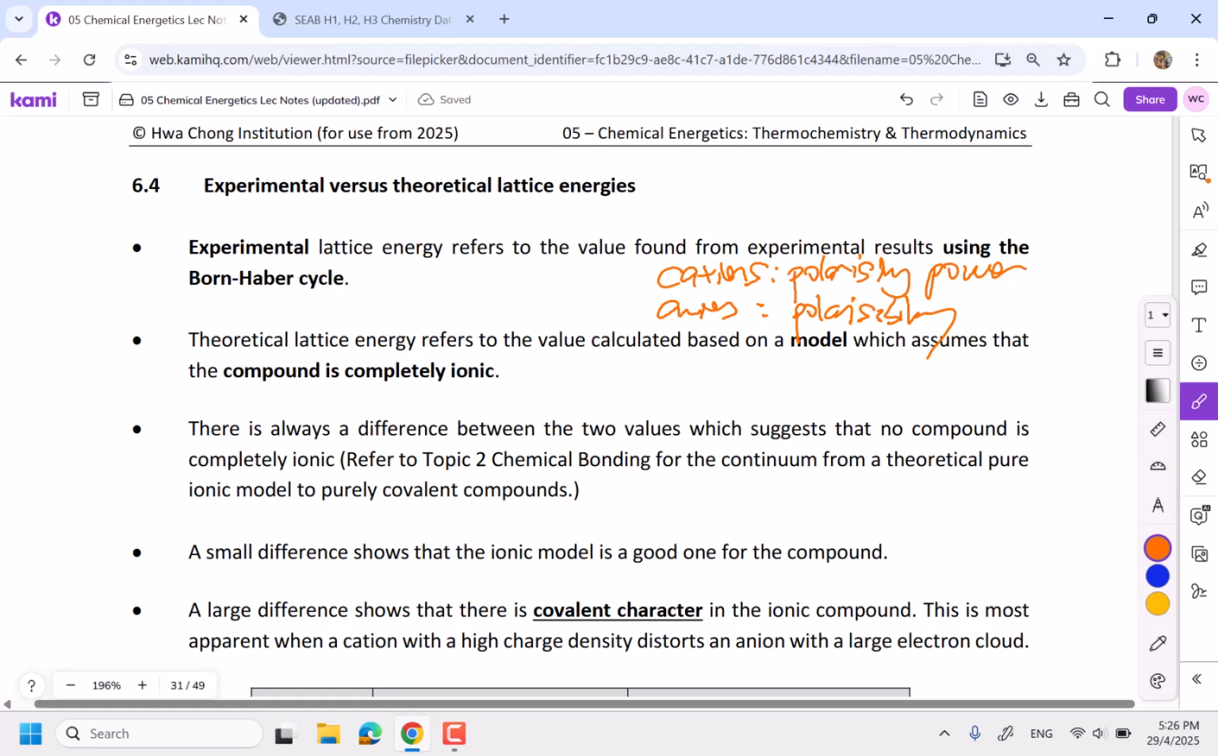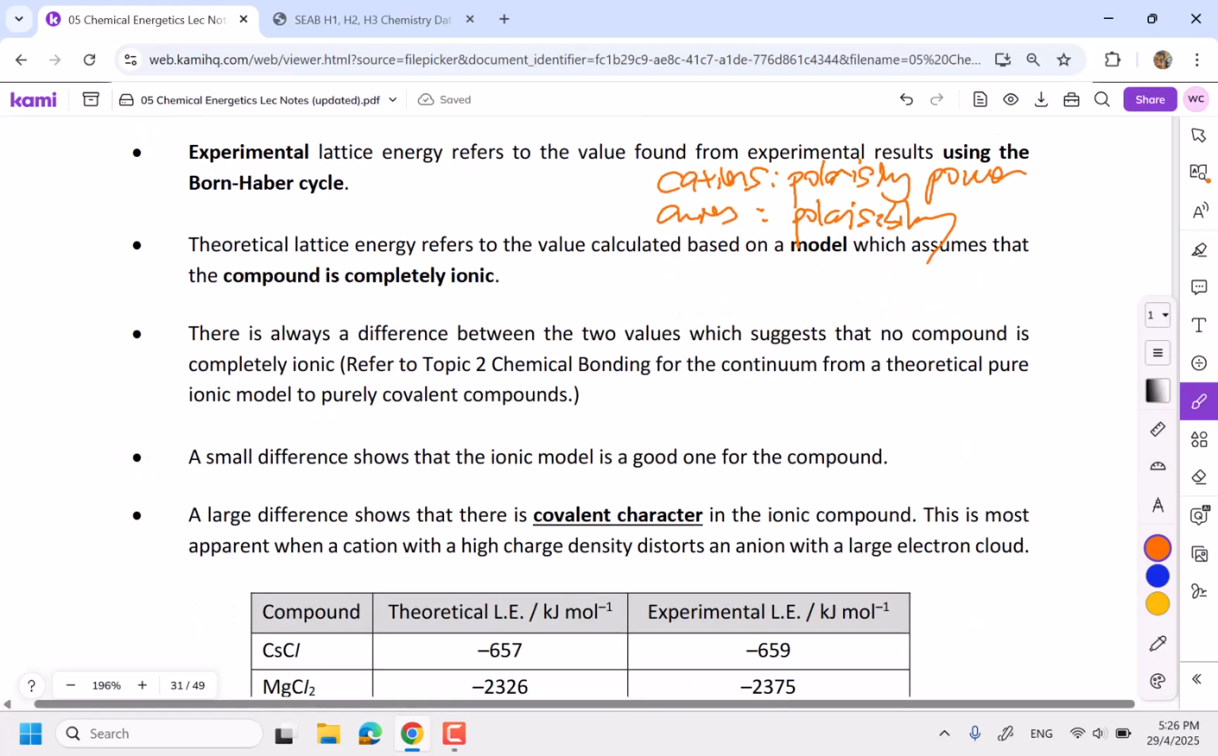In theoretical calculation, we assume that the charges are point charges, so they are not distorted at all. But in real situations, all cations have some sort of polarizing power, whether strong or weak, depending on where it is placed in the periodic table. And anions have large electron cloud size, so they tend to display relatively large polarizability unless they are very small and compact. So there will be some form of covalent character in an ionic compound, and therefore the greater the covalent character, the greater the deviation of the experimental lattice energy from the theoretical lattice energy.